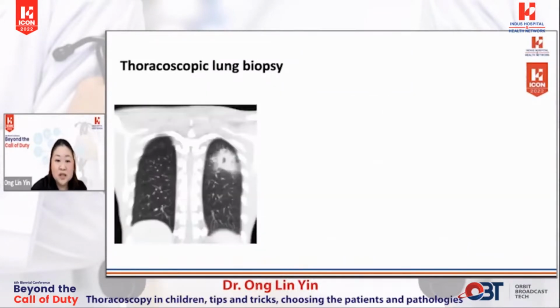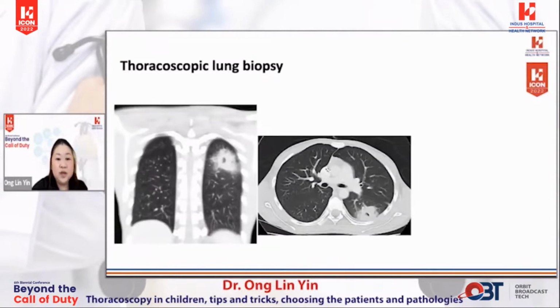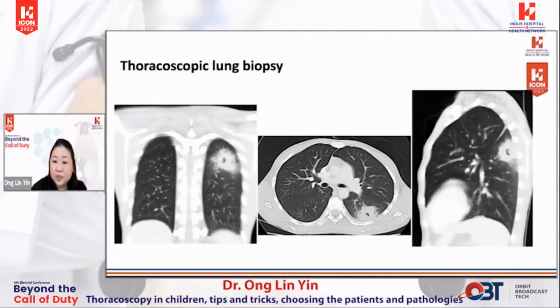In contrast, this is a case of a child with acute myeloid leukemia with a fungal infection in the upper lobe. This was a solitary lesion, and the child was very stable with good saturations on room air, and this was suitable for thoracoscopic biopsy.